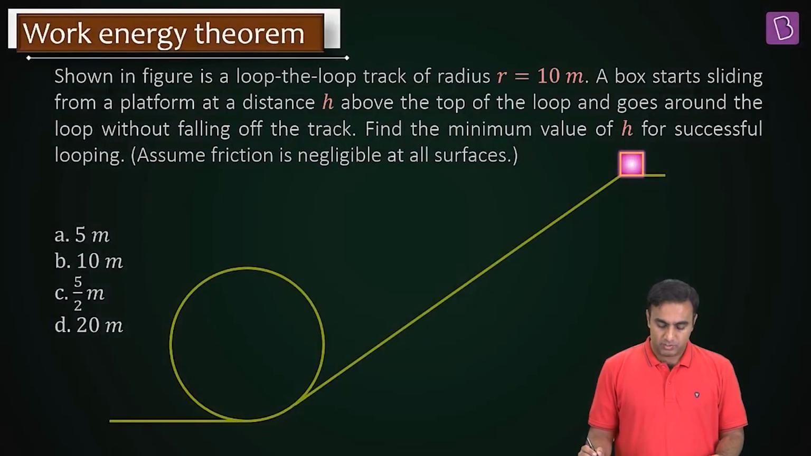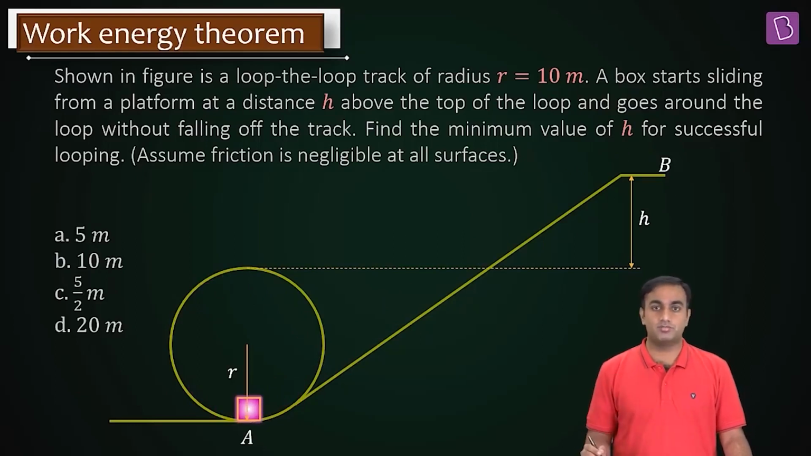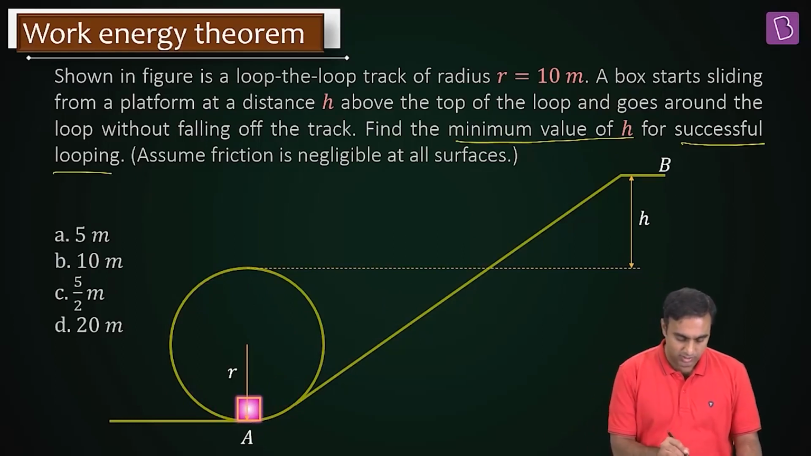Shown in figure is a loop-the-loop track of radius 10 meter. A box starts sliding from a platform at a distance h above the top of the loop and goes around the loop without falling off the track. Find the minimum value of h for successful looping. You can assume that the friction is negligible at all surfaces. Alright. What do you mean by loop-the-loop track? It means that if the block slides down, there is a path available for the block to go along the vertical circular motion.